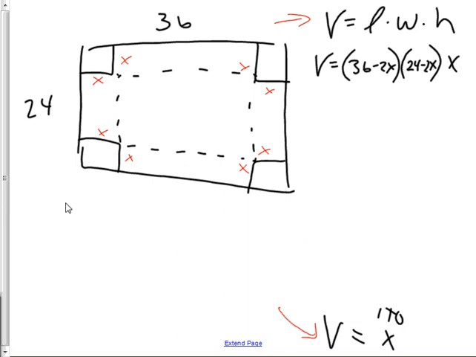Okay, doing a couple last minute problems before we take the communications test. And this is one of those box problems where we know that we're going to be cutting out a corner of each corner of this 36 by 24 rectangle. And we didn't know how high it was, so we called it X, how high the box would be.